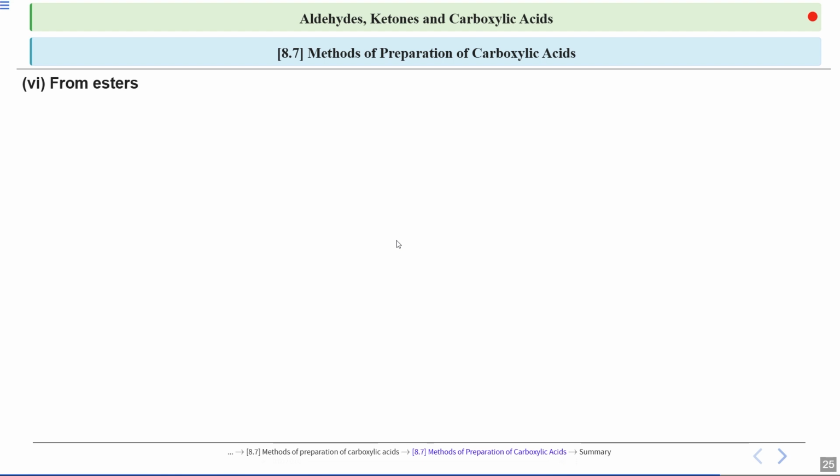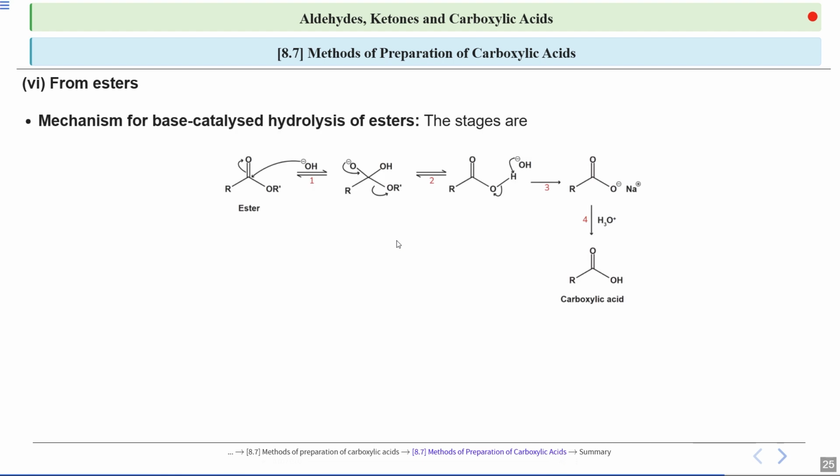Now we will see the mechanism of this reaction. The first step is the attack of the hydroxide ion, which attacks the electrophilic carbon of the ester. The carbonyl carbon is partially positive, which is susceptible to nucleophilic attack. So this OH minus ion will attack this carbonyl carbon of the ester group.